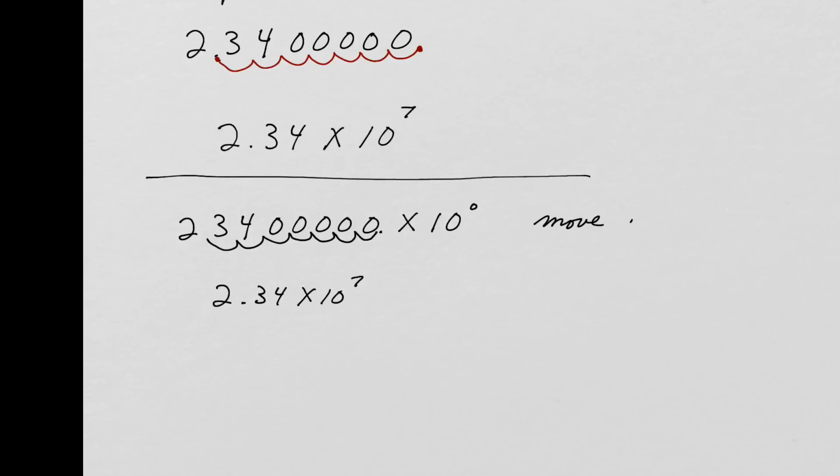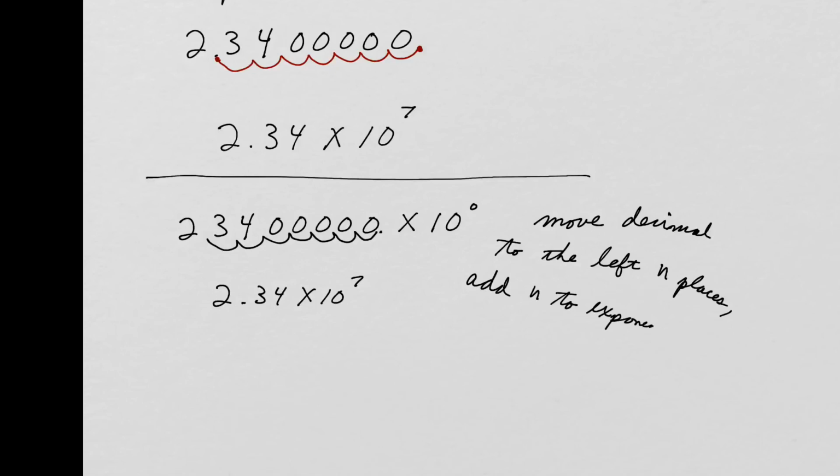Okay, so if you write it this way, you can say, if I move the decimal point to the left, say, n places, then you're going to add n to the exponent. But since it's 10 to the 0, 0 plus 7 is just 7, right? So it's another way of getting 2.34 times 10 to the 7th. But you should also logically check it. Since you know it's a very large number, it's going to have a positive exponent.